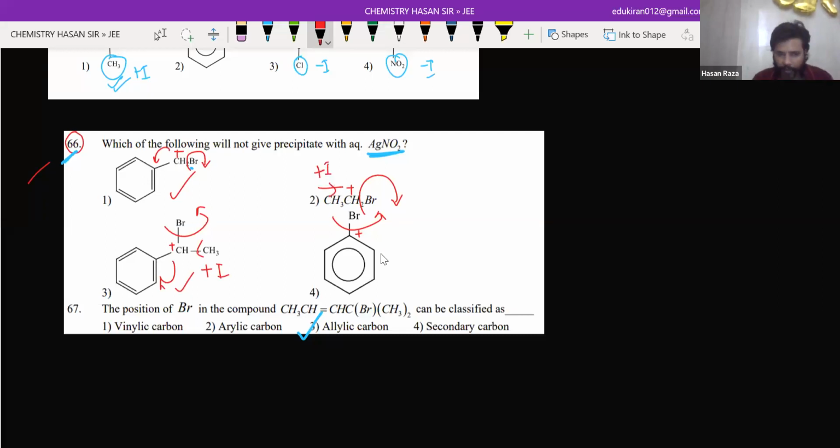It will also be stable, but a positive charge on a double bond is very, very highly unstable. So it will not give a precipitate. That is this one. Is that clear? Yes. Very good.